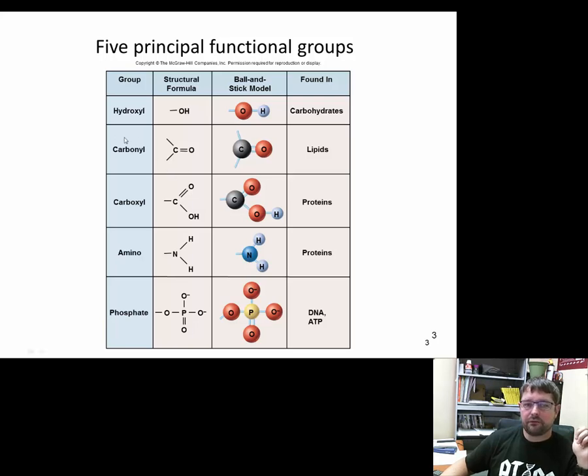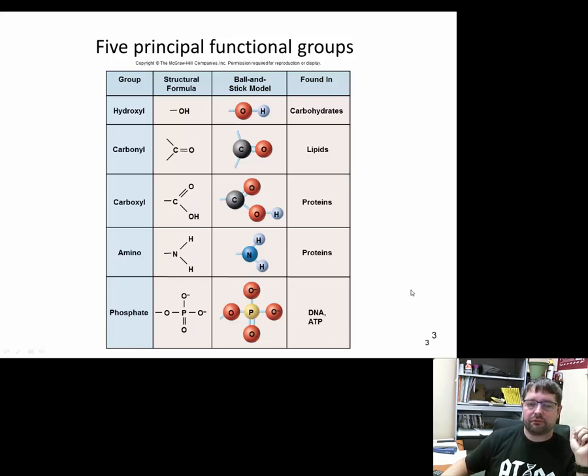Carbonyl groups are found in lipids. Carboxyl groups are found in proteins. Amino groups are also found in proteins. You can have very complex proteins that have both carboxyl and amino groups, and in some cases many carboxyl and amino groups. And then a phosphate group, which we find in DNA and ATP.